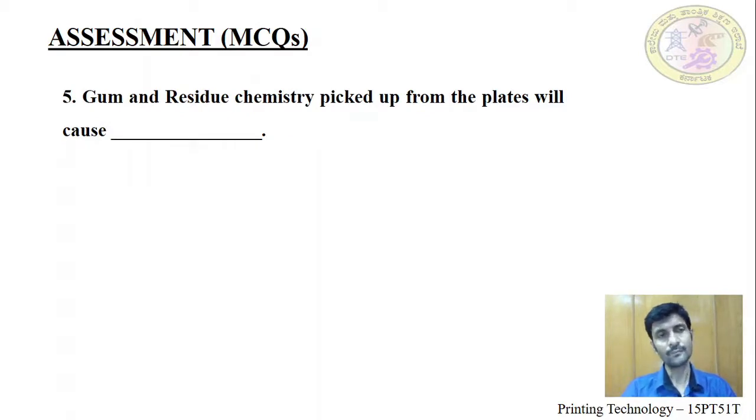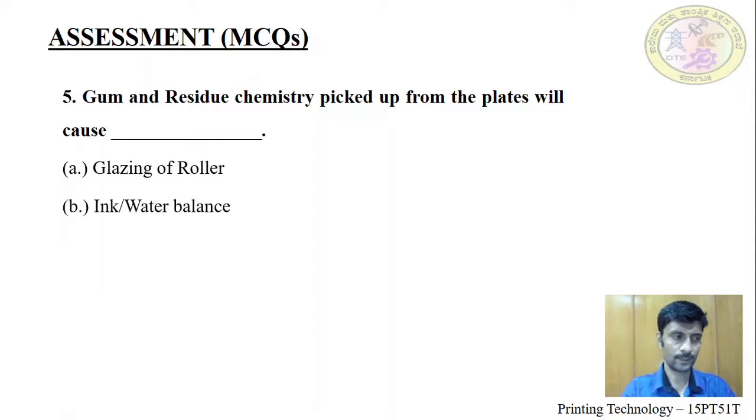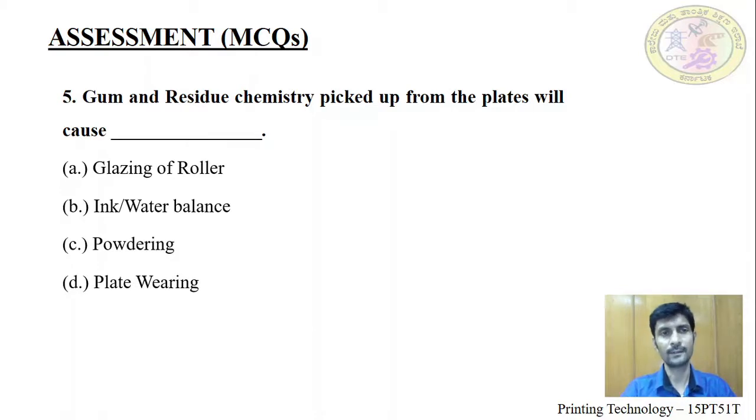Next, gum and residue chemistry picked up from the plate will cause what? The options are glazing of rollers, ink and water balance, powdering, and plate wearing. Normally, that transfers to the first rollers and may cause unevenness. This is the clue to answer this question.